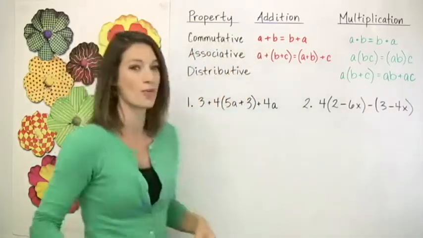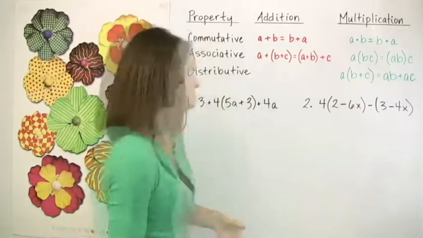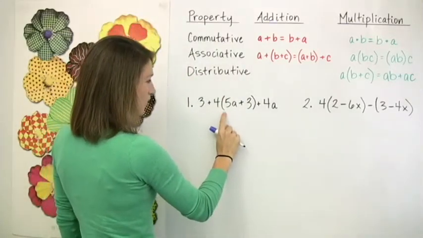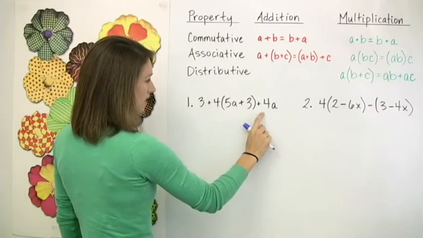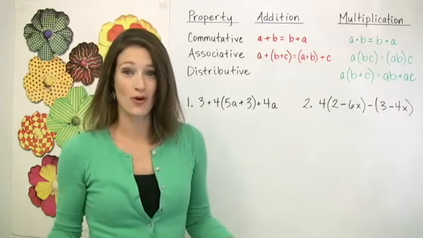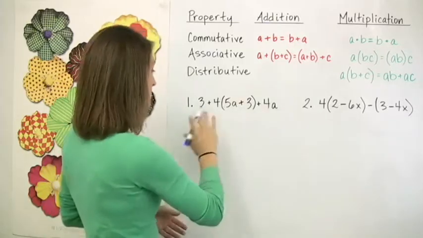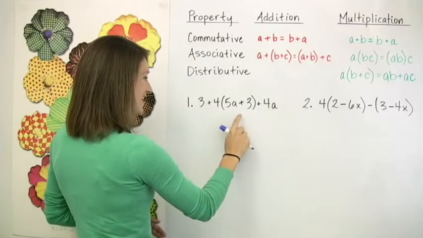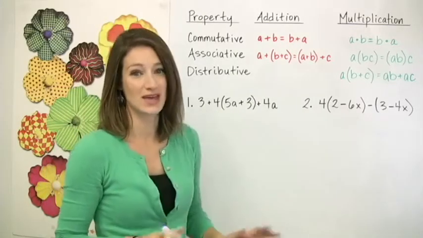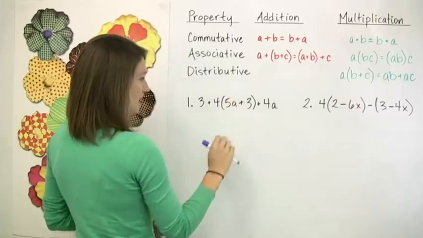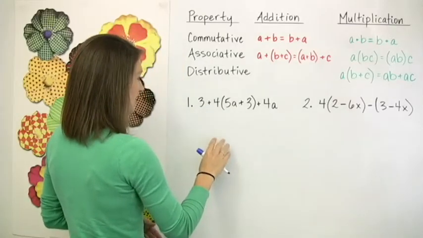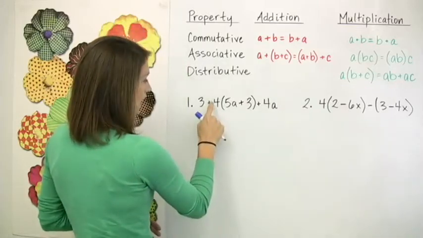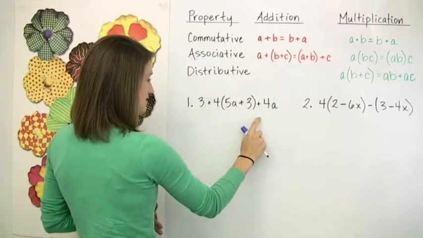So let's work through a couple problems here and see how these properties apply. For our first problem, we have 3 plus 4 times the quantity 5A plus 3 plus 4A. So we're going to use our order of operations as well as these properties to simplify this expression. So first off, let's look inside our parentheses. Now these 2 terms are not similar, so we can't simplify that any further, and we don't have any exponents to work, so let's move on to multiplication. Now this is where our distributive property comes in. So we are going to distribute our 4 over each term inside these parentheses.